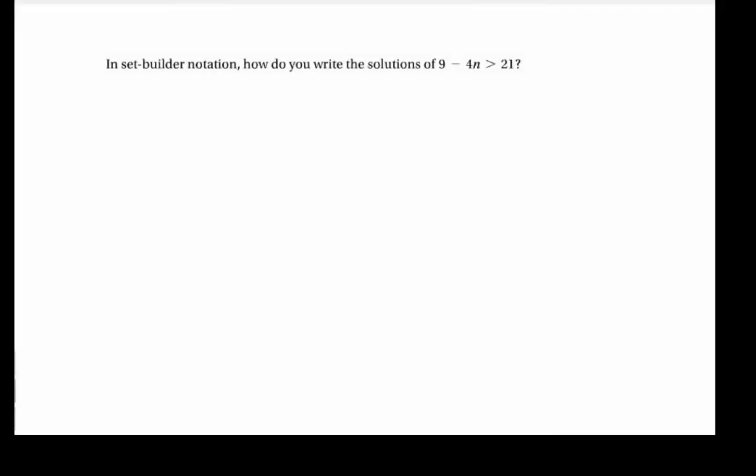So in set builder notation, how do you write the solutions of 9 minus 4n is greater than 21? The reason that we're looking at this example is because you're going to be asked to write your answers as a set in set notation. So how do we do that? Well, first thing we need to do is solve the inequality.